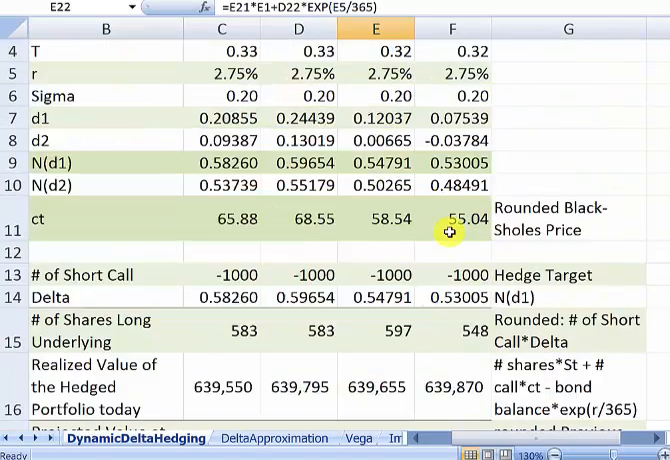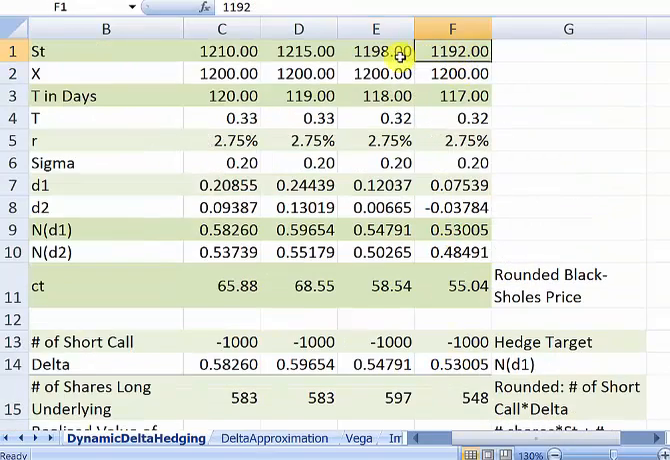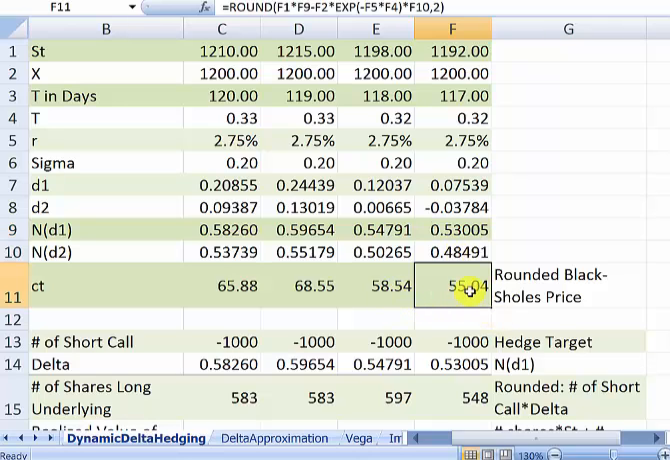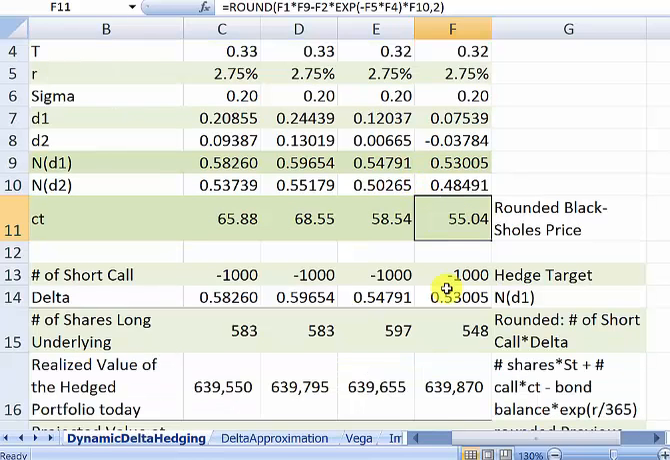Now, the next day, the price dropped for another 7 points, and then we have a new ND1. The delta keeps declining. The call value also declined. So the liability is decreasing, and so is the asset value, the delta times the underlying, right?